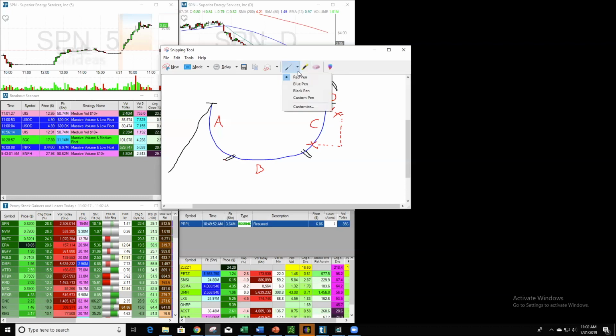Why? Because let's say we're in on this play at $1. We got out of this play, let's say that's 1.25. We got out of this play at 1.15, right? Let's say we have 1K shares.